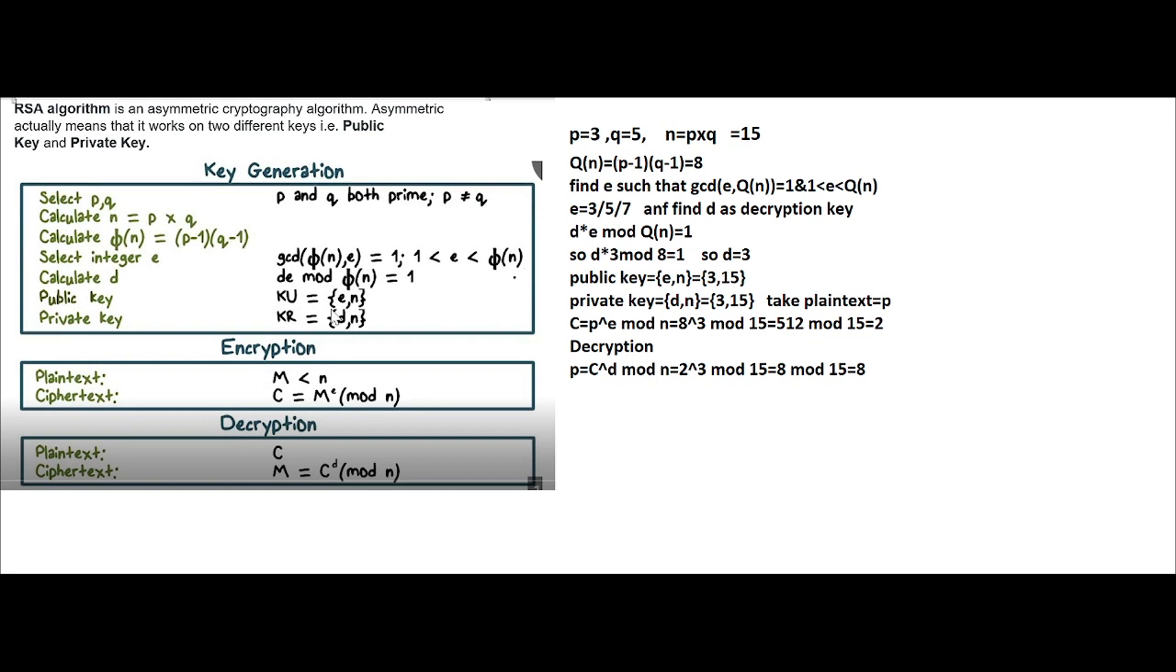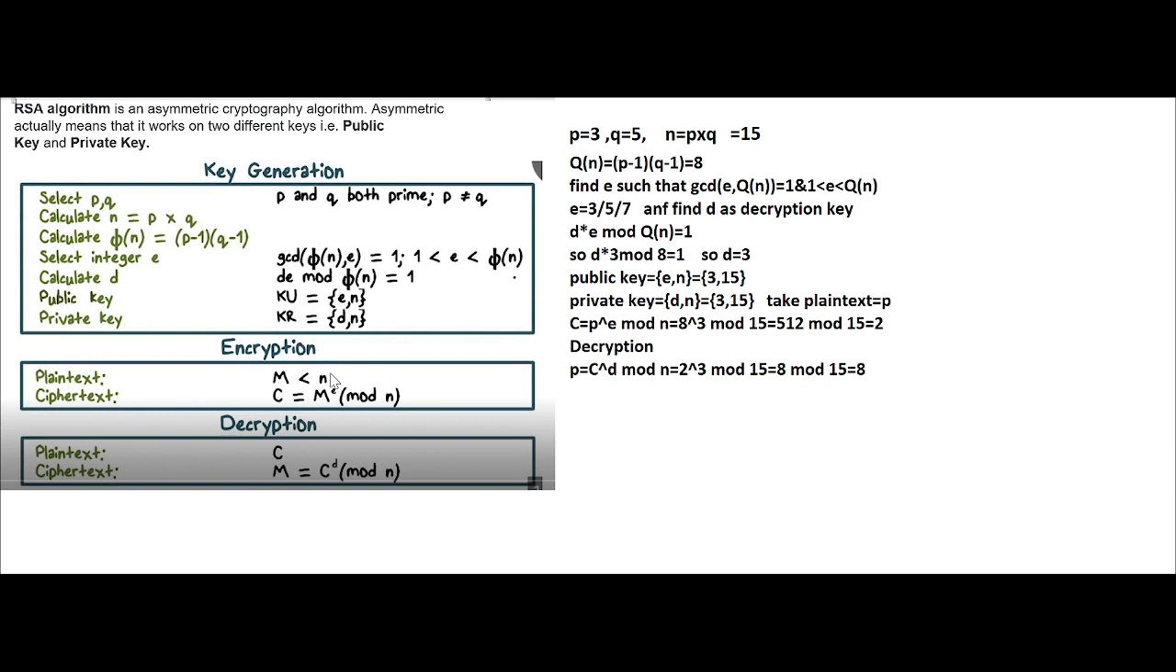The same way we can calculate D. D into E mod phi n equals 1. Later I will show an example on the right side. So D into E mod phi n equals 1. In this way we also get D. And we use E as the public key and we use D as the private key.